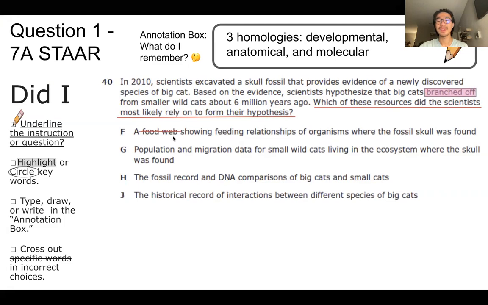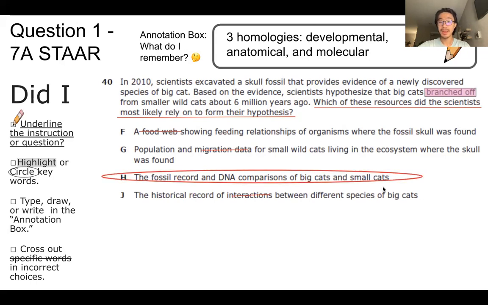Now, we're not thinking about food web, how different organisms eat. We're also not really informed about how they move, specifically how they went from one place to another, migration. So we can take out those words. We also know we're not really talking about interaction between species. We're talking about these three homologies that have to do with how we develop, how our bones look, and the DNA and amino acid sequence, which is molecular. So we can talk about anatomical, which is fossil, and we can talk about DNA comparisons because that is molecular.